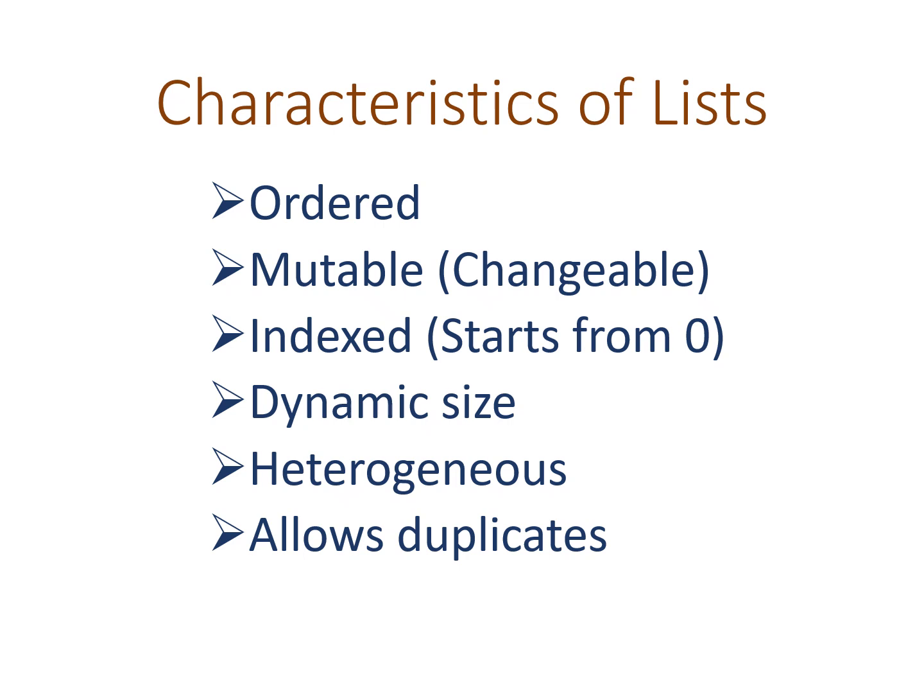Next, heterogeneous. List allows heterogeneous types of data, because in a list we can insert any type of data. Next point, list allows duplicates. Since each element has its own index, a list can contain duplicate values also.